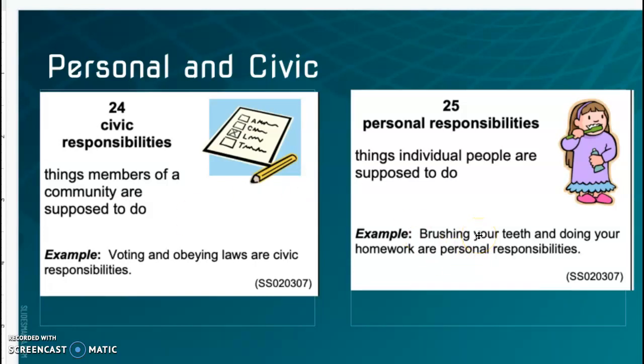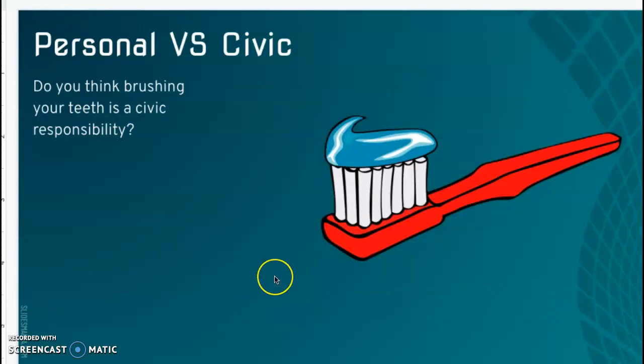However, personal responsibilities are things that you are supposed to do that just help you. Civic responsibilities help the community. Personal responsibilities help you and your family. So again, brushing your teeth would be a personal responsibility because that personally helps you. You brushing your teeth does not necessarily help the community.